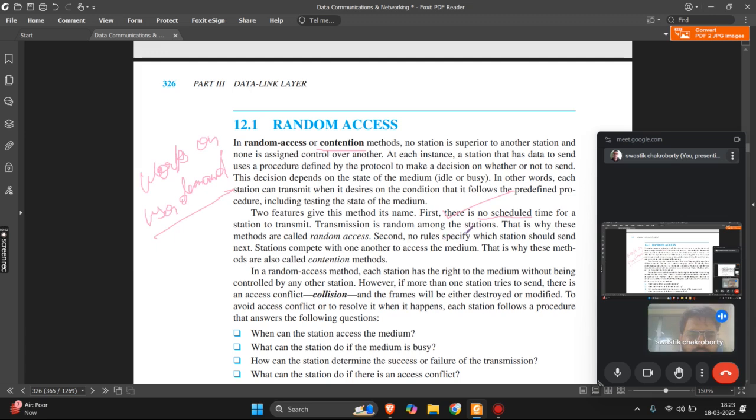And secondly, no rules specify which station should send next. So if we know which station is currently sending, we cannot infer which station will send next. They are independent variables. This is why these methods are called contention methods. Contention means to fight or to quarrel or to disagree over certain things. So here the stations or the senders are in contention with each other. They are fighting over who will get to send the next chunk of data over the medium. So that's why it's a contention method.